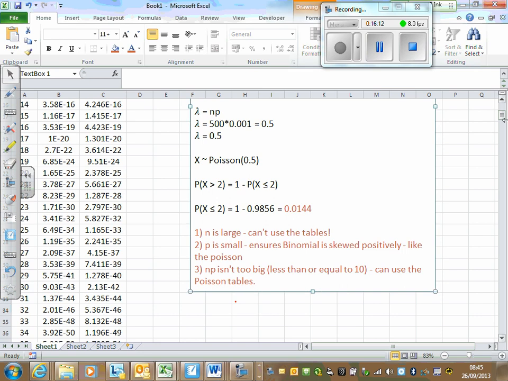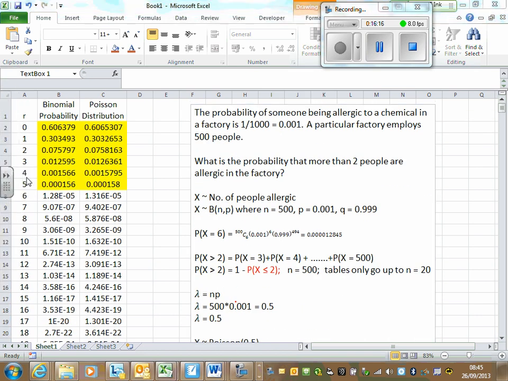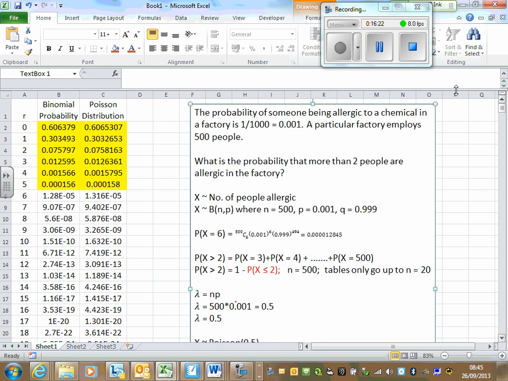So I hope that's explained how we deal with approximating the binomial using the Poisson distribution. Brilliant.